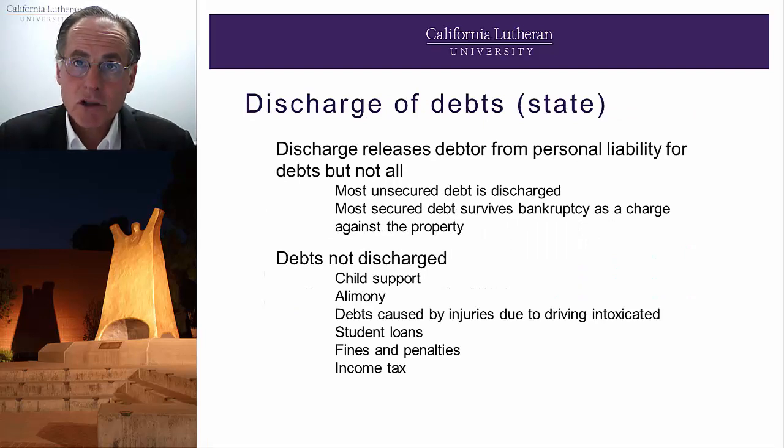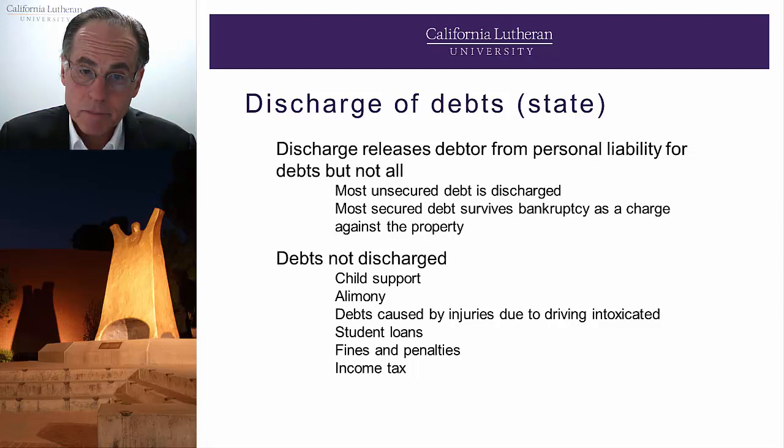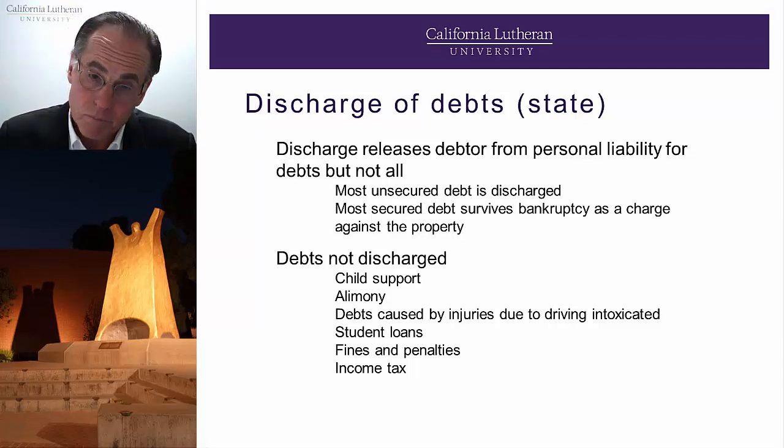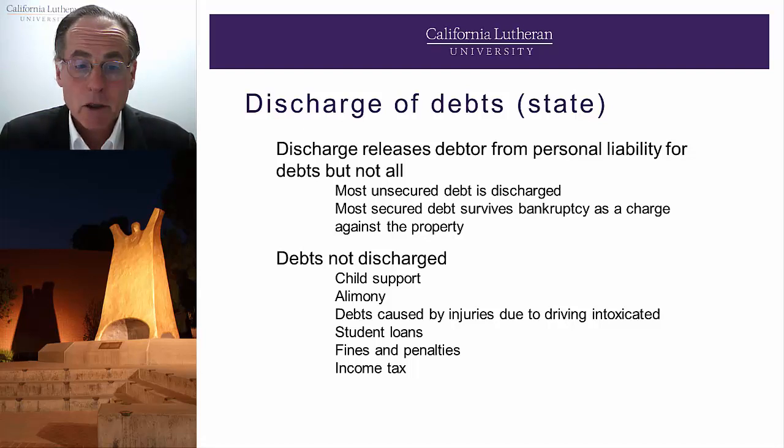Many debts are discharged during bankruptcy proceedings, particularly unsecured loans like credit card debt. However, not all debt is immediately discharged. Secured debt is typically carried forward. Other debts that may not be discharged under bankruptcy include child support, alimony, debts caused by injuries due to driving intoxication, fines and penalties, and income tax.